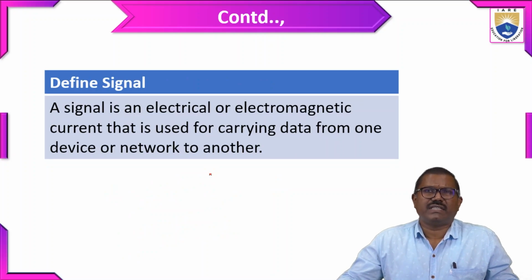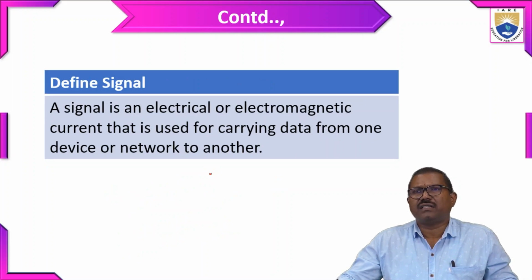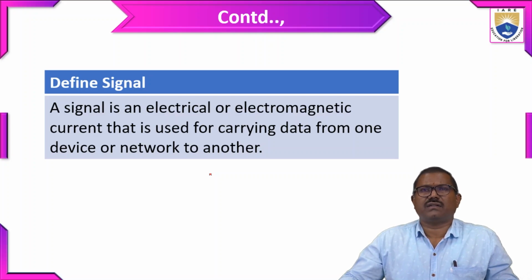Define a signal. A signal is an electrical or electromagnetic current that is used for carrying data from one device or network to another. Simply, a signal is an electromagnetic signal that carries information or data.